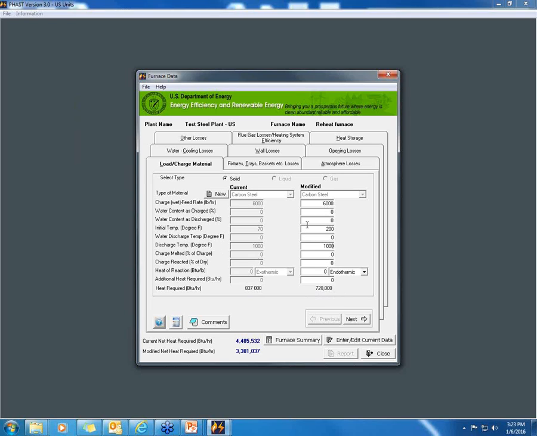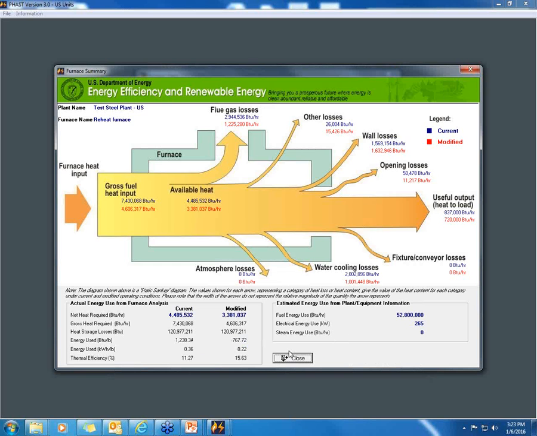So that's basically the kind of analysis we'll be doing in this plant during our in-plant training. So: current condition, modified operation, what-if analysis, and then the difference between these two numbers, which is the energy savings. Now if you click on the furnace summary button, you will see that a similar kind of Sankey diagram is generated. This is basically a useful output.